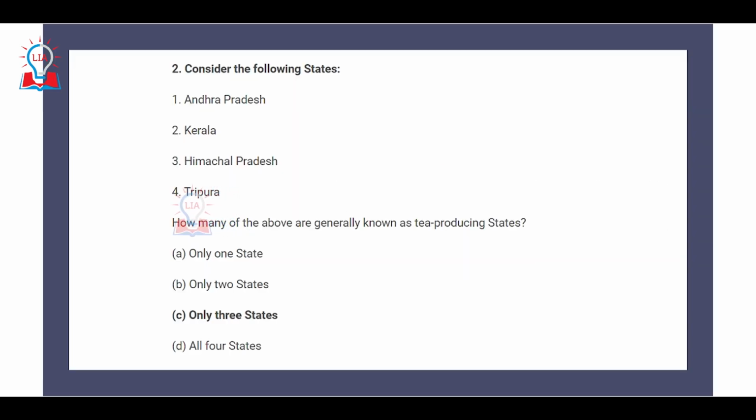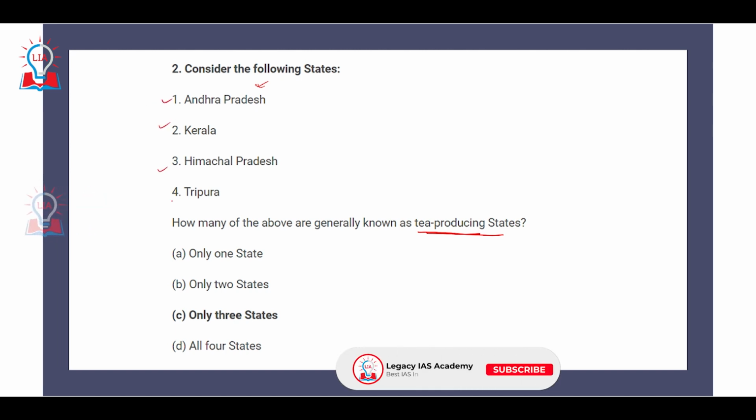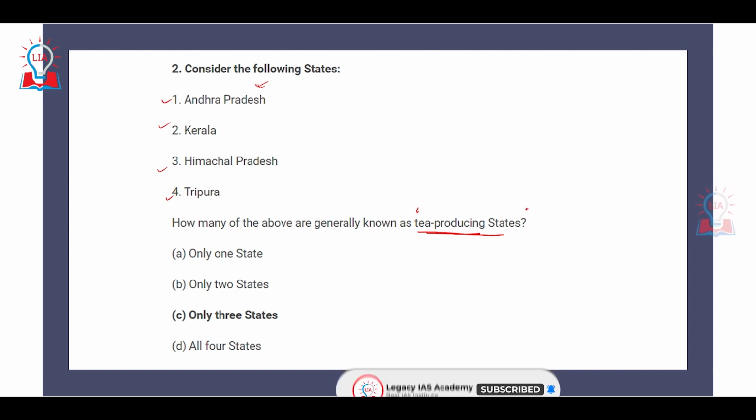The second question is related to India, related to Indian geography, and here the question has been asked about the tea producing states. Four states are given: Andhra Pradesh, Kerala, Himachal Pradesh, and Tripura. The question simply asks which of these are the tea producing states, generally known as the tea producing states of India, and you have to choose how many of these states are under this category. So the answer for this particular question is C.